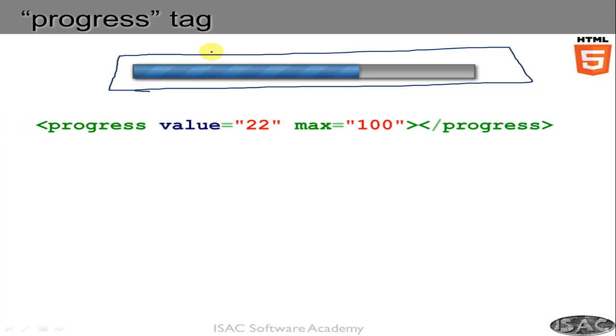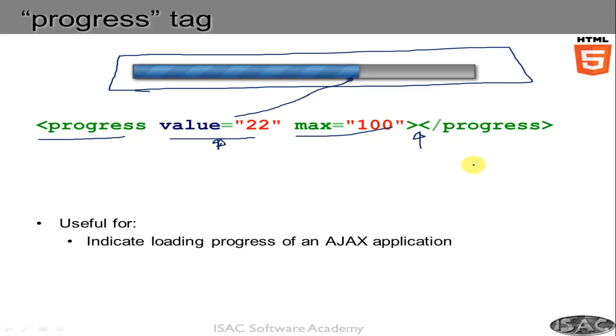Now the syntax is very simple. You start with progress, give some value and give the maximum. So this is your current value where the element is, and this is the maximum value. If you want to do it for backward compatibility, then you should provide that value here, the way we did in the meter. Now it is useful for various things like indicating loading progress of an Ajax application.